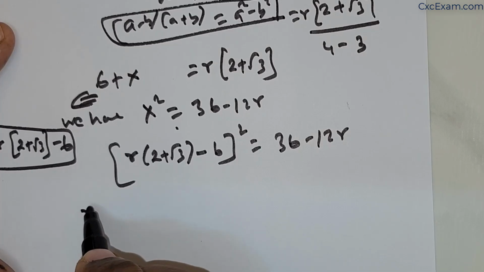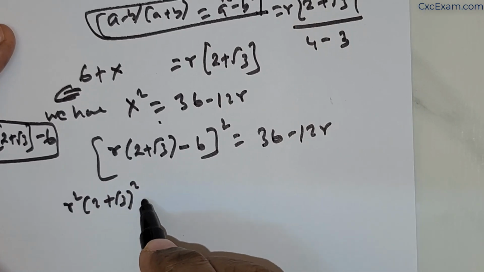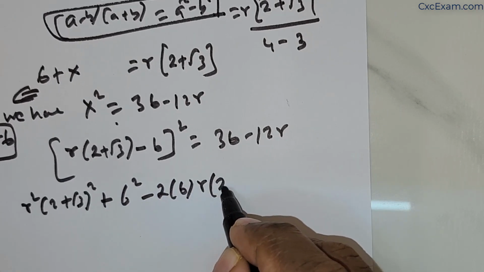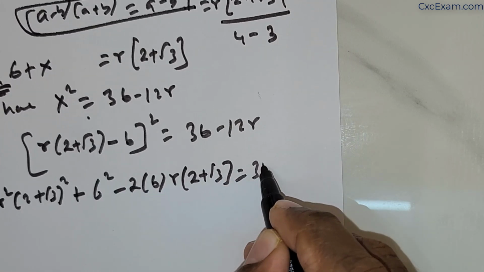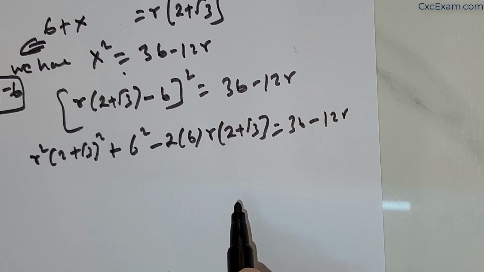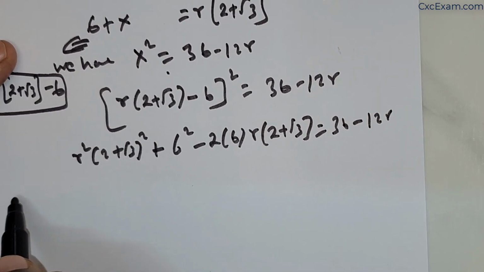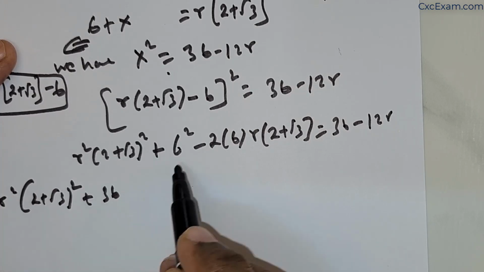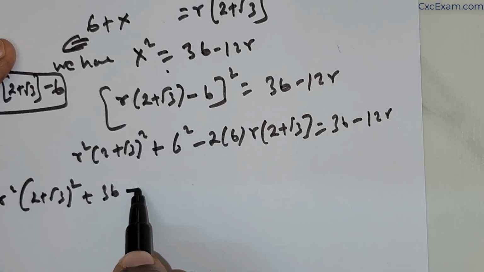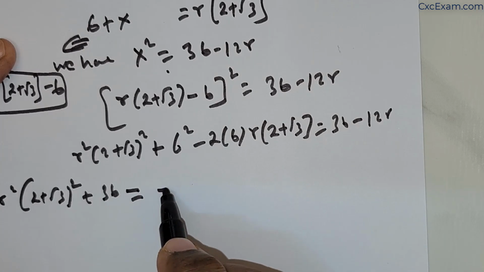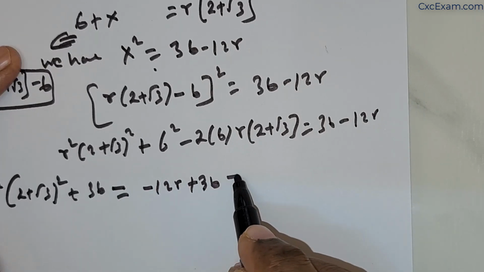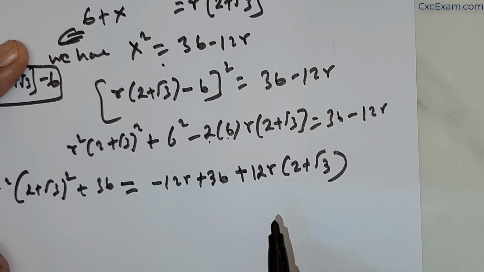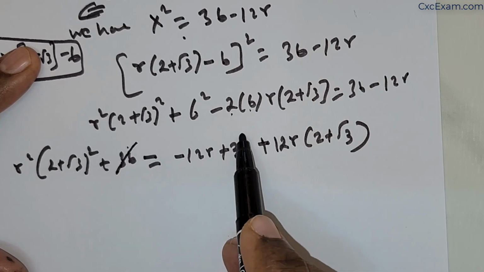So you square this, you get r squared times 2 positive root of 3 squared, followed by the square of this, and then 2 times 6 times r times 2 positive root of 3, is equal to 36 negative 12r. Now this is rewritten as r squared of 2 positive root of 3 squared. Keep it like that. 6 squared is going to be 36. Now I'm going to push this to the other side. So you have negative 12r positive 36 positive 2 times 6 is 12r times 2 positive root of 3. Fair enough. Now this 36 and this 36 can be cancelled.